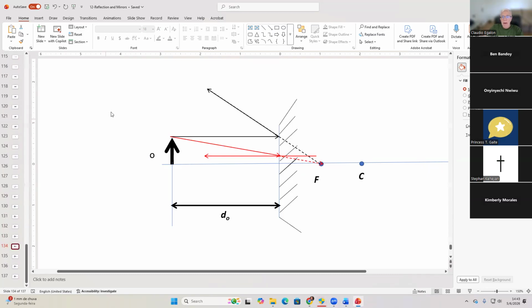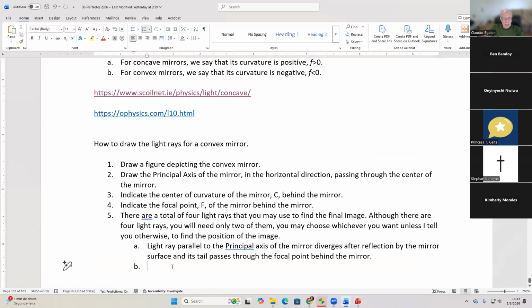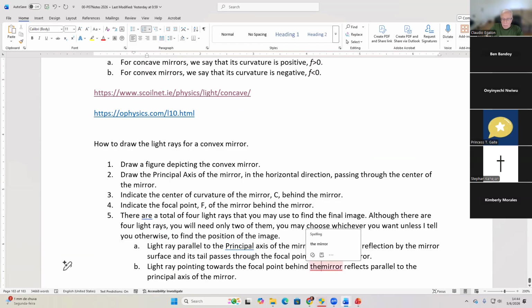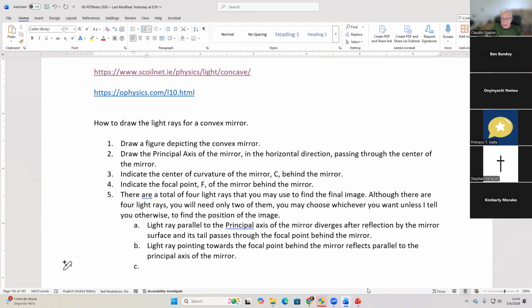Next, B: a light ray pointing towards the focal point behind the mirror reflects parallel to the principal axis of the mirror. That's what you have to remember.